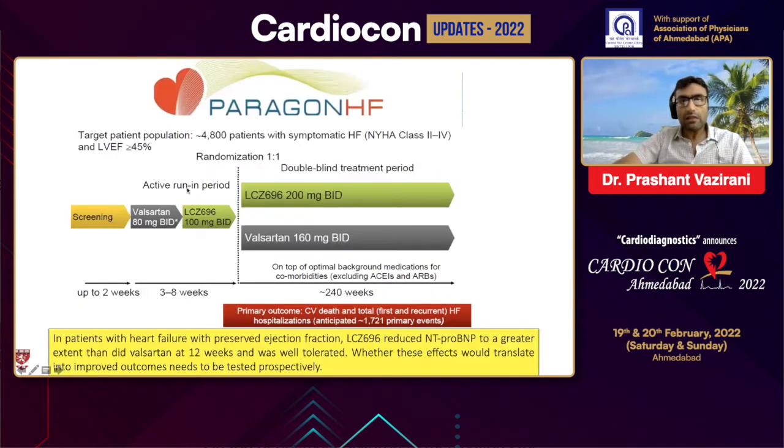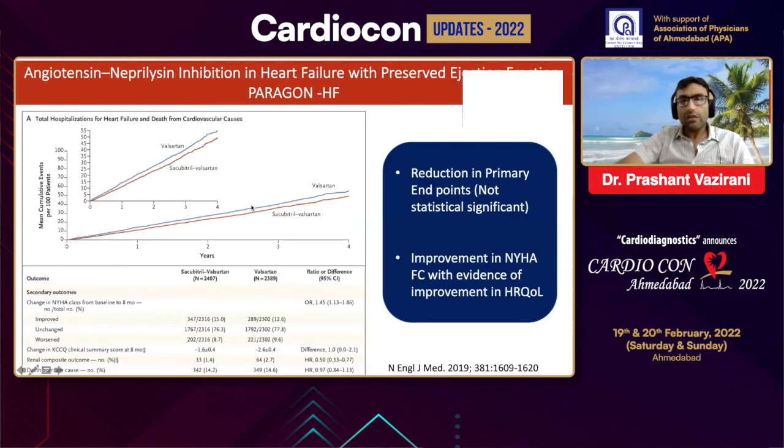So another trial is Paragon HF. Just like its brother PARADIGM-HF in reduced EF, Paragon is done in patients with preserved ejection fraction. 5,000 patients with EF more than 45% were given this ARNI. In this also the primary endpoint was not achieved, but there was improvement in the NYHA functional class.